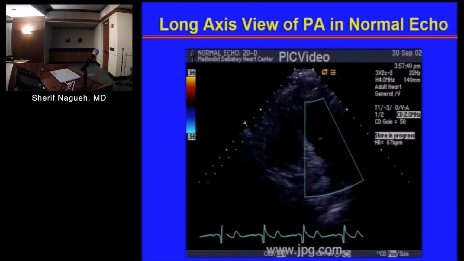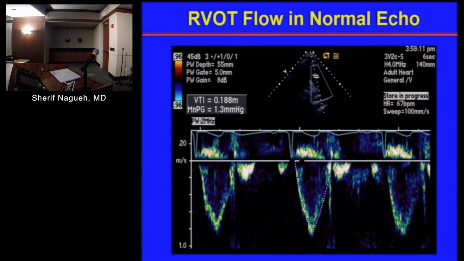You also can record flow through the RV outflow tract. This is a long axis view of the PA from a short axis from a parasternal position. You can also get the standard parasternal short axis view. You get the RVOT time velocity integral.